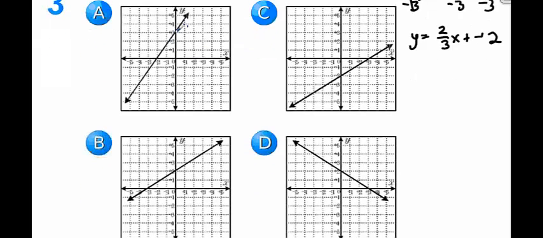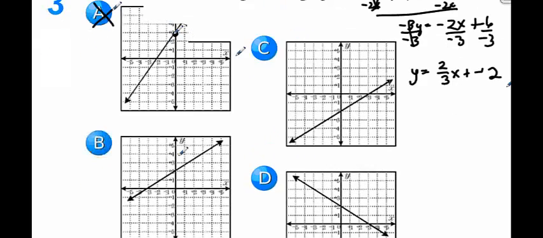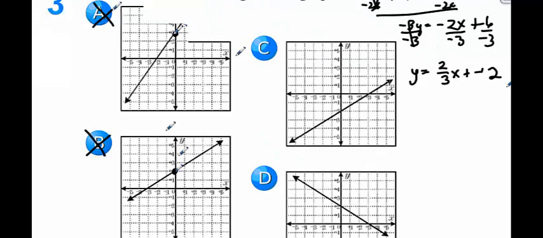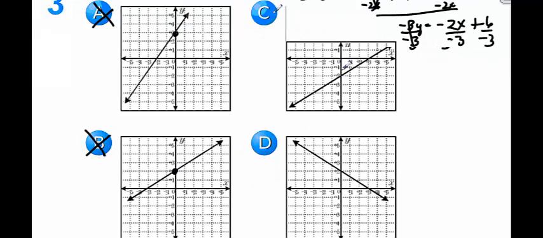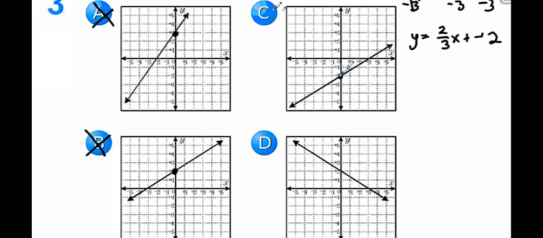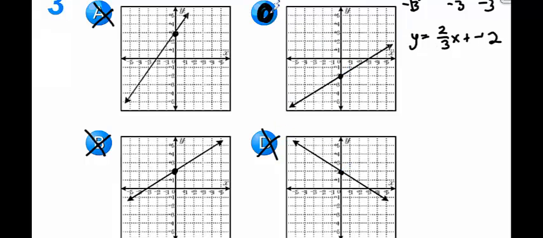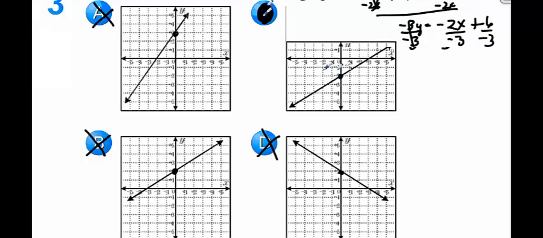So A crosses at positive 3, so that's not the answer. B crosses at 2, not negative 2, so that's not the answer. C crosses at negative 2, so that could be possible. D crosses at positive 2, so we know that's not possible. So through the process of elimination, we know it's C. We didn't even have to look at the slope.